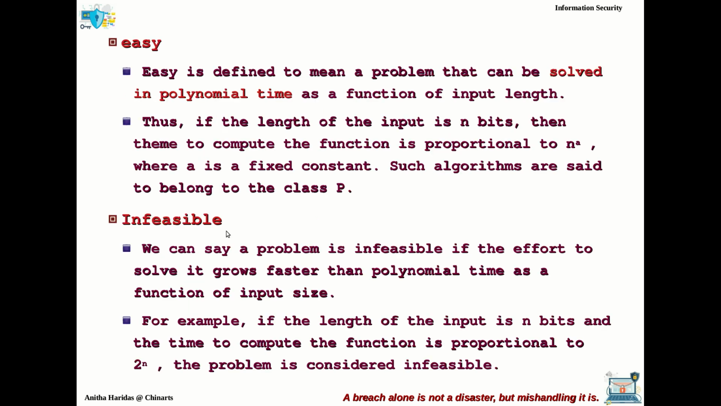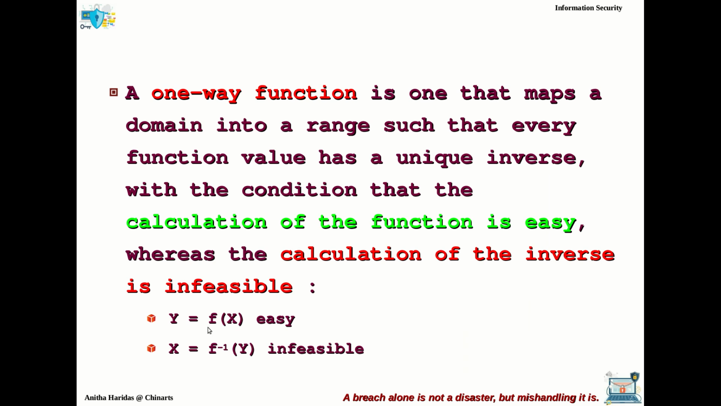What do you mean by infeasible then? We can say a problem is infeasible if the effort to solve it grows faster than polynomial time as a function of input size. So, you cannot solve it in polynomial time. Right. So, if the length of the input is n bits and the time to compute the function is proportional to 2 power n, the problem is considered to be infeasible. The point to be noted here is this calculation is coming under polynomial time, and here it is not coming under polynomial time. So, that is what you mean by infeasible and easy. Okay.